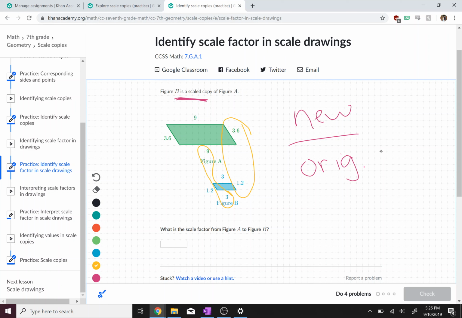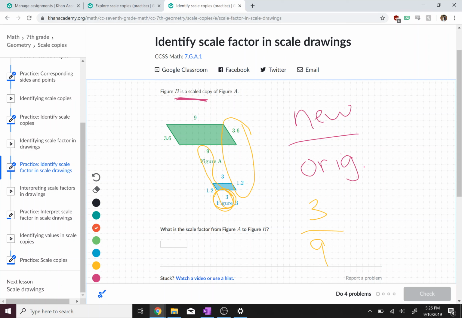Now, when I'm trying to calculate the scale factor, if I know it's a scaled copy, then I know the scale factor is going to be the same no matter which side I look at. So we might as well look at the easiest side. Might as well use the 3 and the 9 rather than the 1 2/10 and the 3 6/10. So what I'm going to do is take the new measurement, which is the 3, and divide it by the original measurement, the 9.